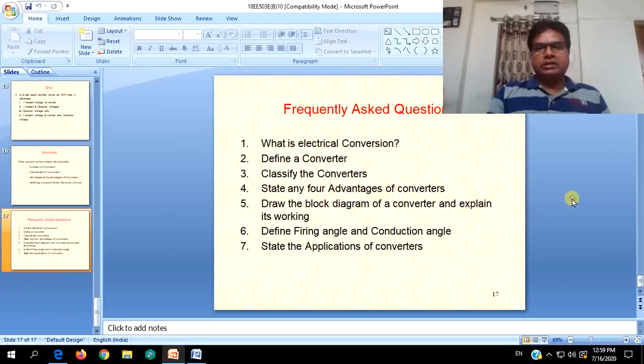The understanding of concepts is tested with these questions. What is electrical conversion? Define a converter. Classify the converters. State any four advantages of converters. Draw the block diagram of a converter and explain its working. Define firing angle and conduction angle. State the applications of converters, that is rectifiers in this case.